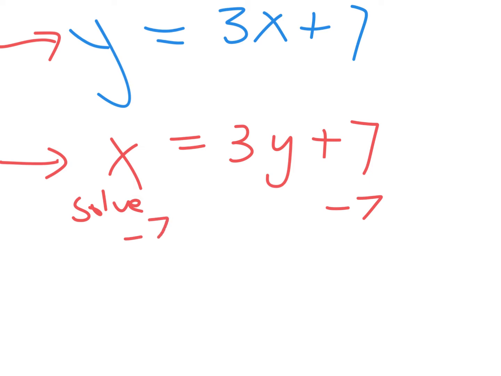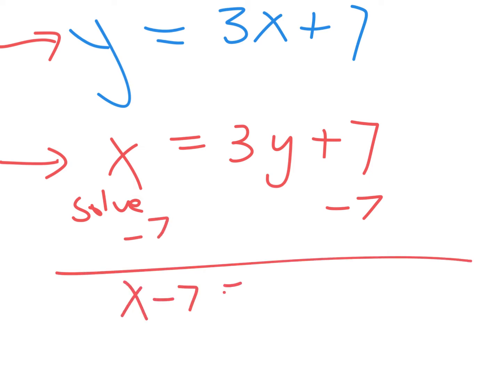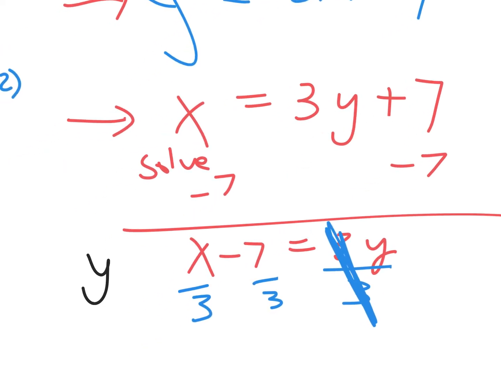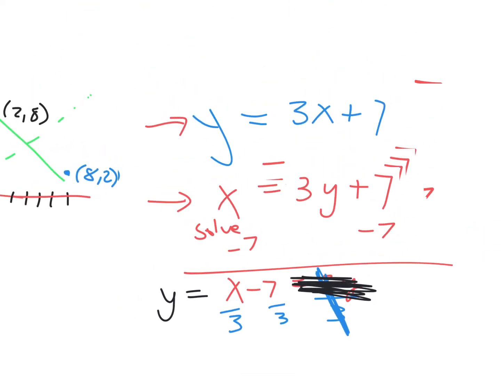Minus 7, everybody do that. You get x minus 7 equals 3y. I'm almost solved. Let's solve it. Divide by 3. I like to divide it by 3 in all the parts. And now I really like to have the y on the left. So I'm just going to say y equals over here instead of over here. Okay? So there's the inverse.